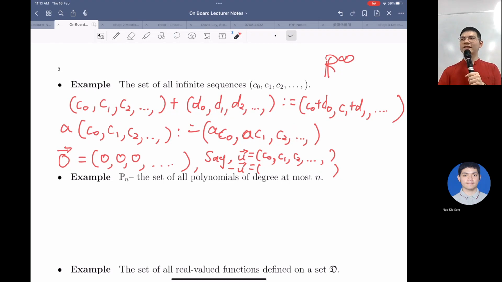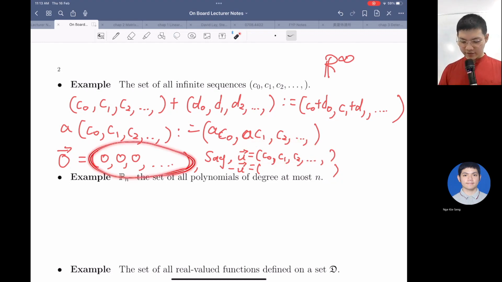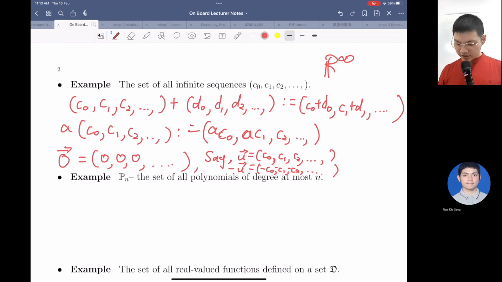Idea? What's the thing you add to the sequence such that you get the zero vector? Minus c. So you just take minus at every spot. Right? And we can verify this. So u plus minus u is what?